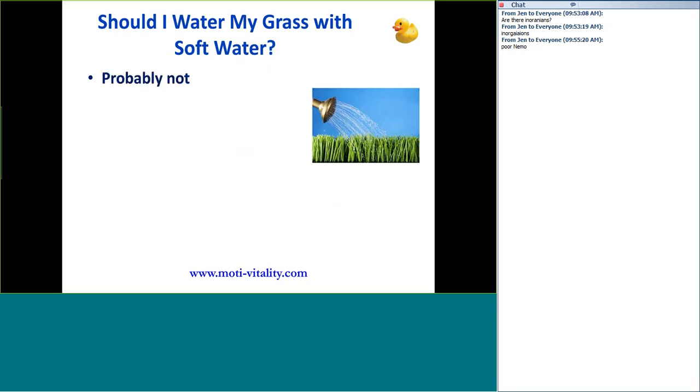All right, should I water my grass with soft water? Probably not. It's not going to hurt it so much on the outside. You're going to waste regenerate. There's not really a whole lot of reason to do it. If you've got iron that you don't want staining your landscaping, there are other options that don't use a regenerate. Of course, there are some that use a chemical like polyphosphates or whatever, but no, you probably shouldn't water your grass. The sodium is certainly not going to be good for your plants.